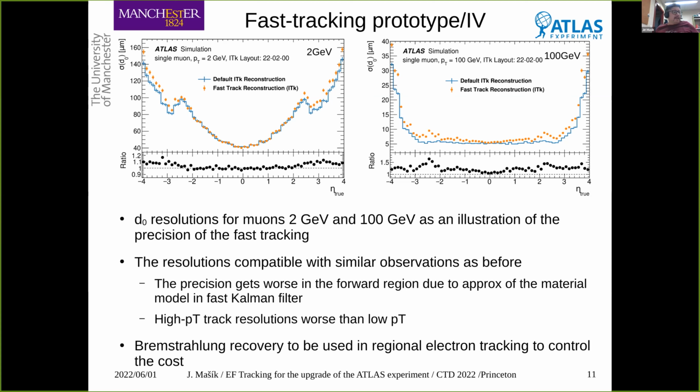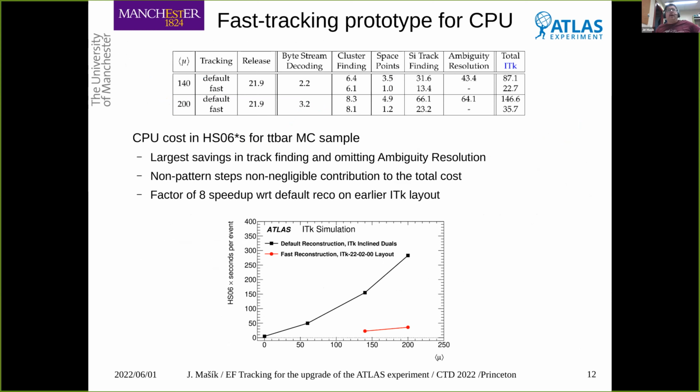I did not discuss the reconstruction for electrons. For electrons, the plan is to use the Bremsstrahlung recovery reconstruction, but to use it in the regional tracking to control, not to use it on all tracks, but only on tracks where we expect electron candidates. So this was the reconstruction in terms of performance.